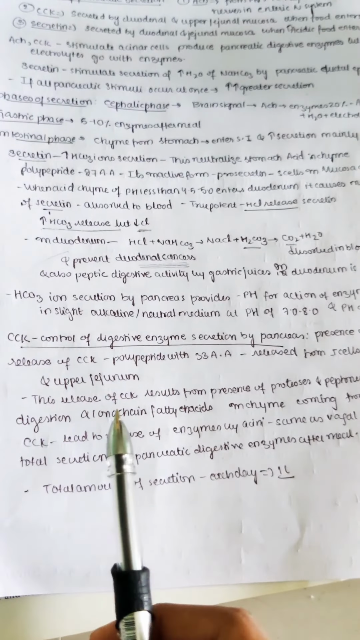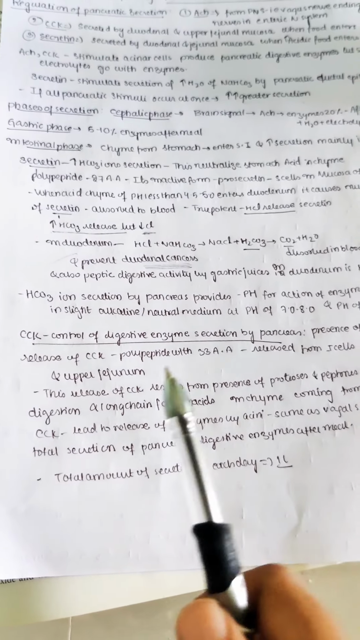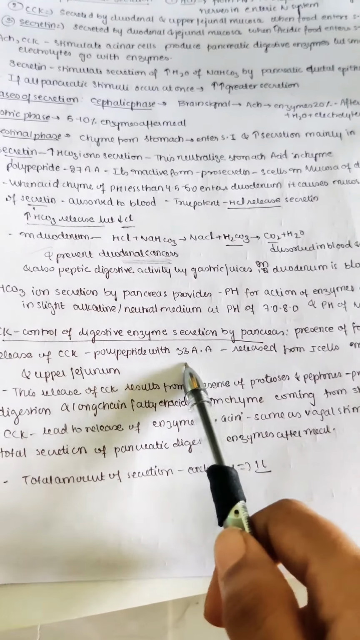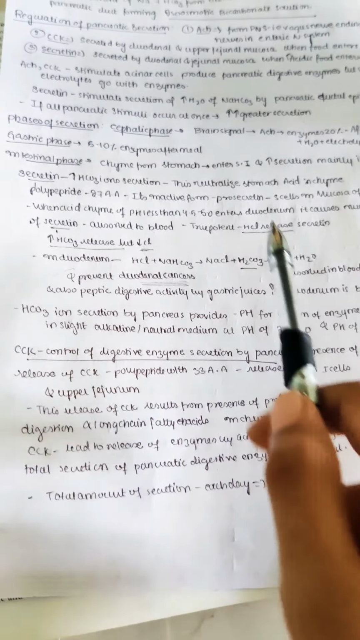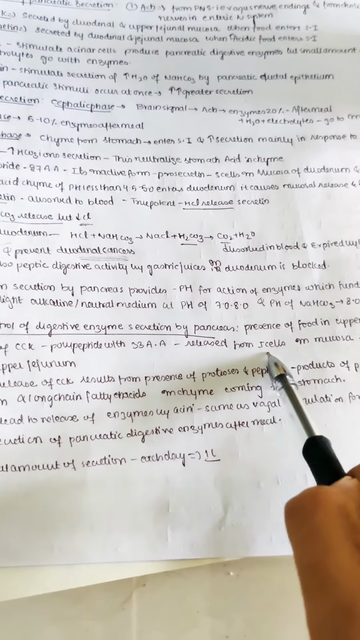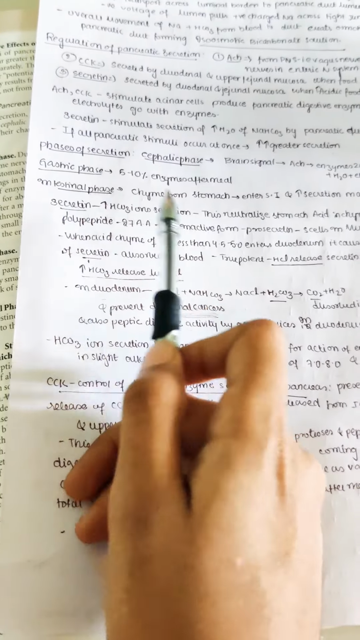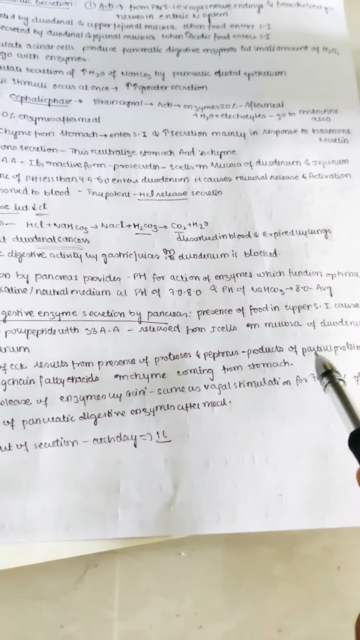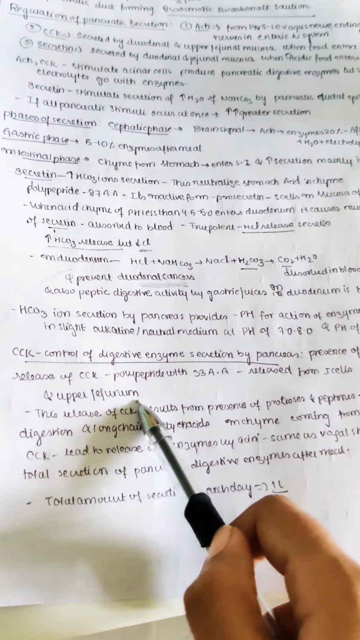And next, coming to CCK. Now let us see how cholecystokinin controls the digestive enzymes secreted by the pancreas. The presence of food in the upper small intestine causes the release of cholecystokinin, which is a polypeptide with 33 amino acids. Before, we discussed that secretin has 27 amino acids, whereas cholecystokinin has 33 amino acids. Secretin is released from S cells, whereas CCK is released from I cells in the mucosa of the duodenum and also the upper jejunum.